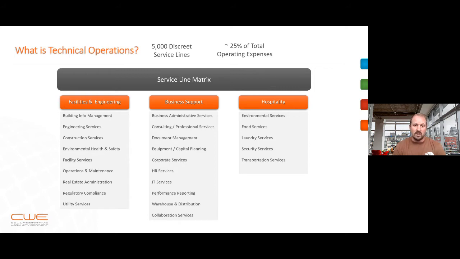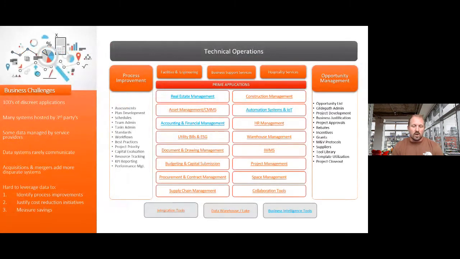So as you start to look at this matrix and how the technical operations break down, you're really looking at over 5,000 discrete service lines. And it typically makes up about 25% of an organization's total operating expense. So in technical operations, accounting for those 5,000 service lines, with many departments that hold their responsibilities and many systems, there are just challenges that arise from this sophistication and this network.